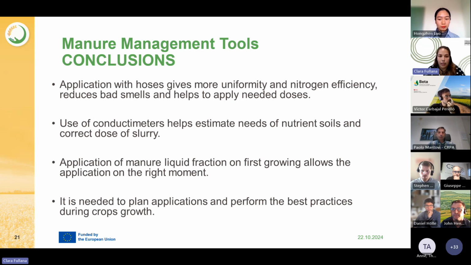Then, that the use of conductometers is always needed to know the exact amount of slurry to apply to the crops. That the application of the liquid fraction manure during the first growth of the crop is always needed to allow the application of nutrients at the right moment of the crop growth. And finally, that it's really important to plan applications and perform the best practices during crop growth. Thank you so much, and I will leave you with the next speaker.